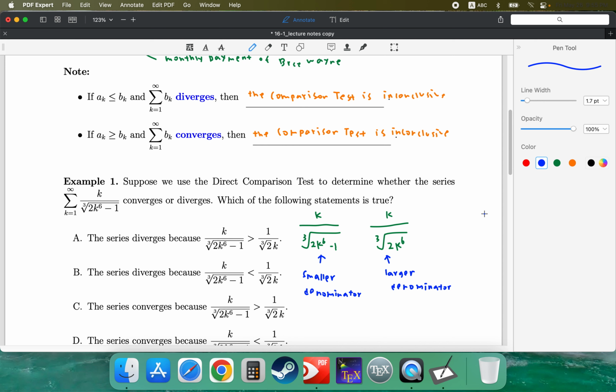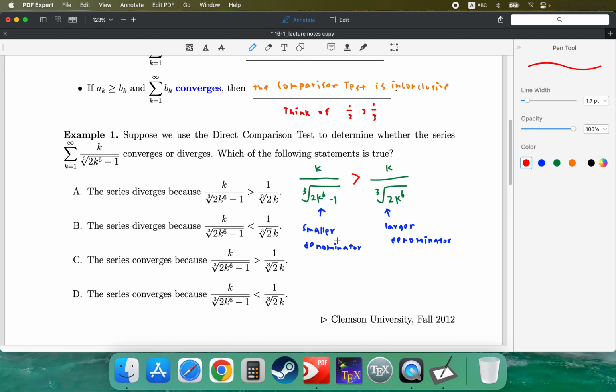Now I don't know if you remember, but I think previously we talked about something like this. We say that if you have a smaller denominator, that means the value of your fraction is larger, right? So think of 1/2 and 1/3. 2 is smaller than 3, but 1/2 will be greater than 1/3. So a smaller denominator will give you a larger value. So right here we have a greater than. So you're looking for greater than right here.